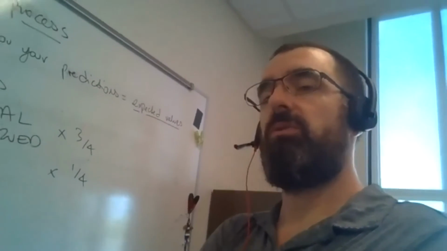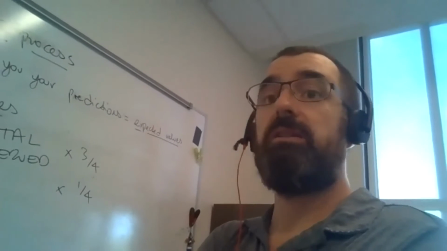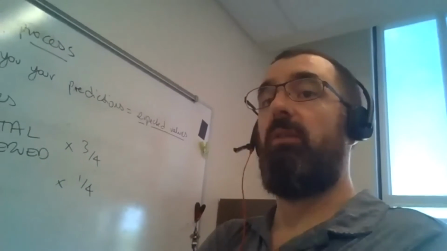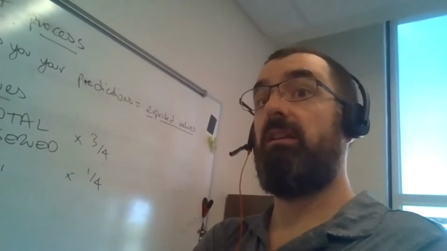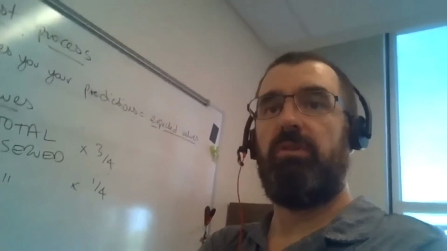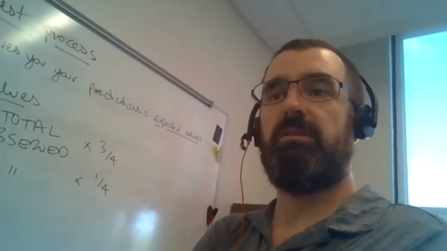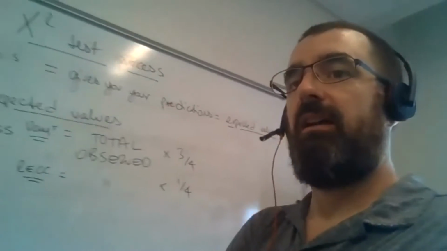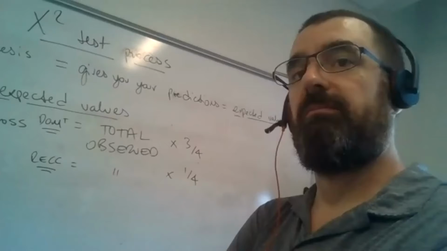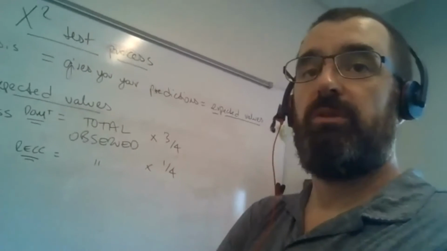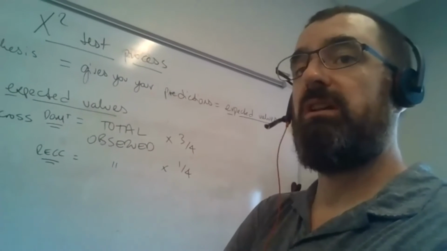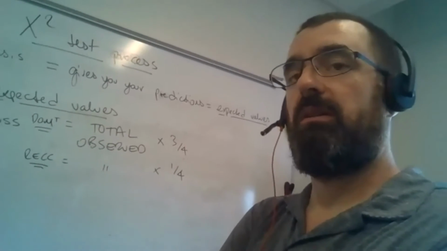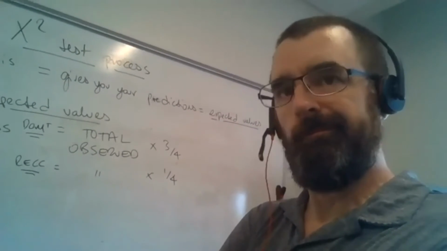For example, if you were doing a single gene test cross, and your hypothesis was that the unknown dominant is heterozygous, what would your expected fractions be for the dominant and recessive phenotypes? One gene test cross, hypothesis that the parent, the unknown, is heterozygous.